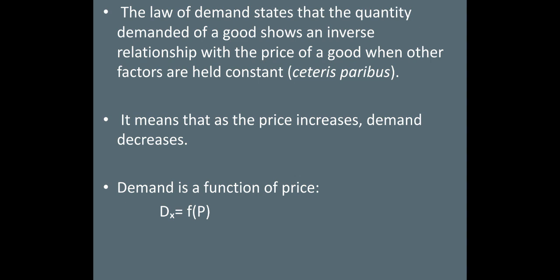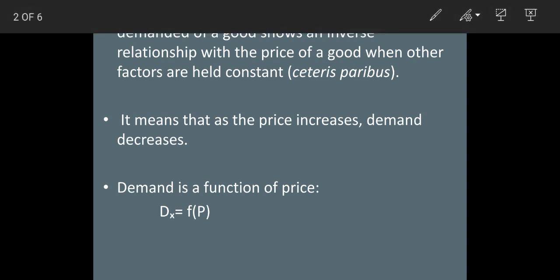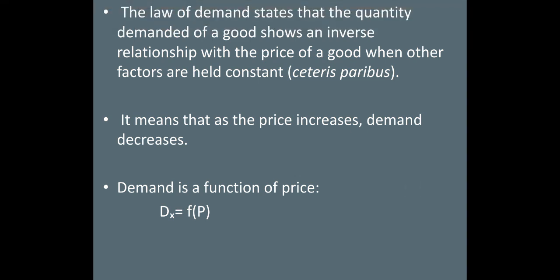So we have a demand function. Here demand function is Dx equal to function of P, where Dx is demand for a commodity which is shown to be a function of price. Any change in price will cause a change in demand.